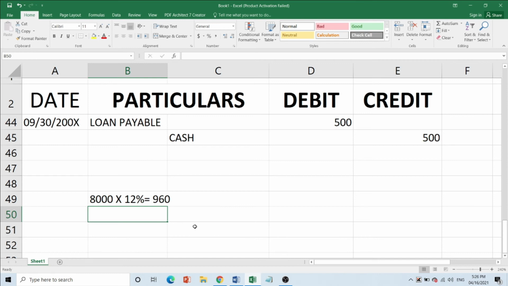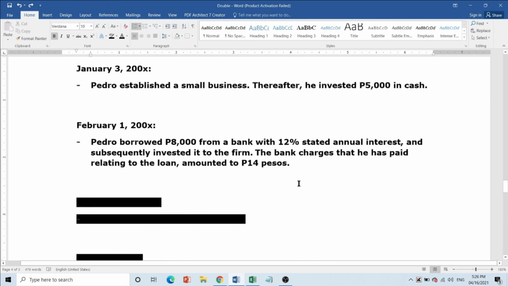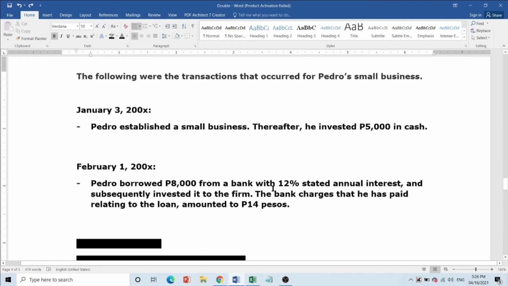8,000 times 12%, that is 960. Remember that 960 pesos is the annual interest expense that we would have to recognize at the end of the year. Remember that the transaction occurred last February 1, 2000X.